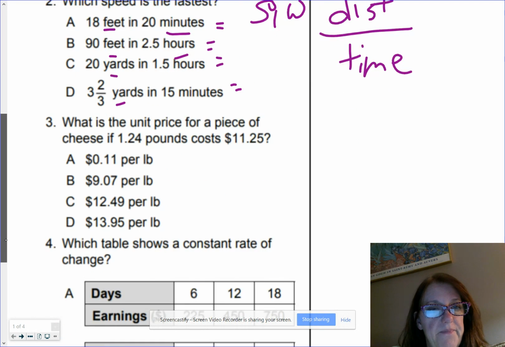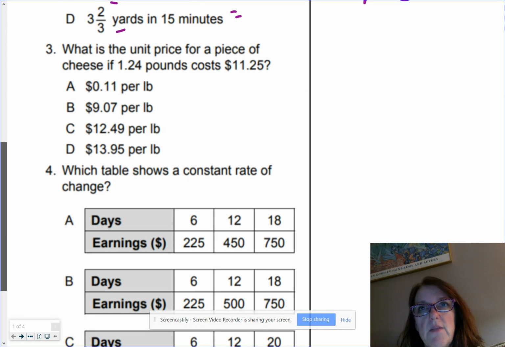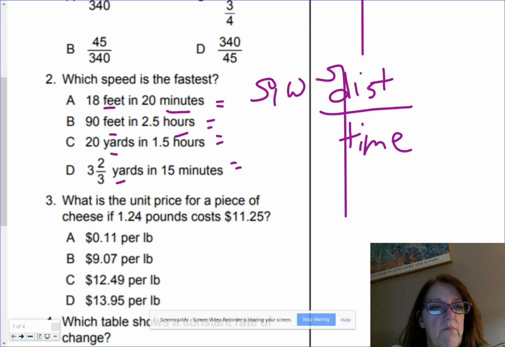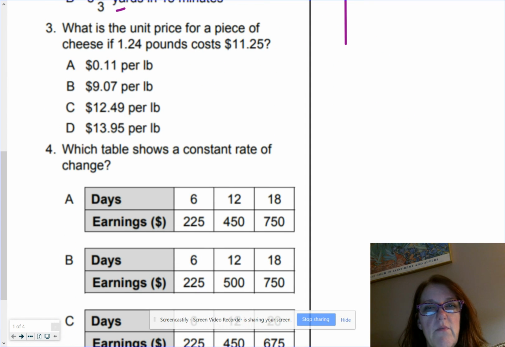Number 3. This one talks about unit price. Notice all of your answers are dollars per pound. So make sure when you're comparing these that you're starting with dollars in the numerator and pounds in the denominator.